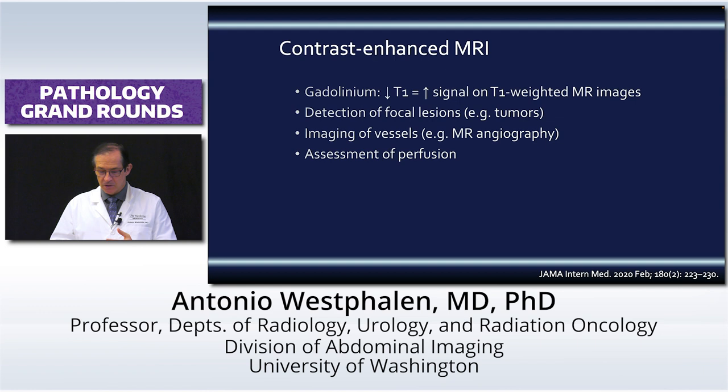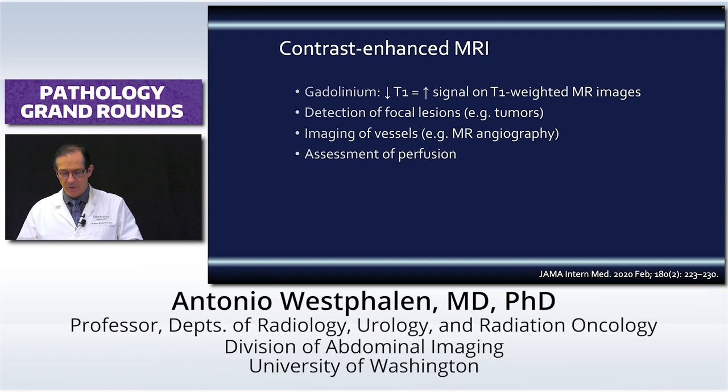So we can do that for identifying focal lesions, tumors, comparing a more unenhanced area to a more enhanced area, just as we did with diffusion. We can do that to detect vessels. We do it with MR angiography, for example, for pre-op planning. And we can do that to assess perfusion, which is one of the main reasons we do it with prostate cancer.